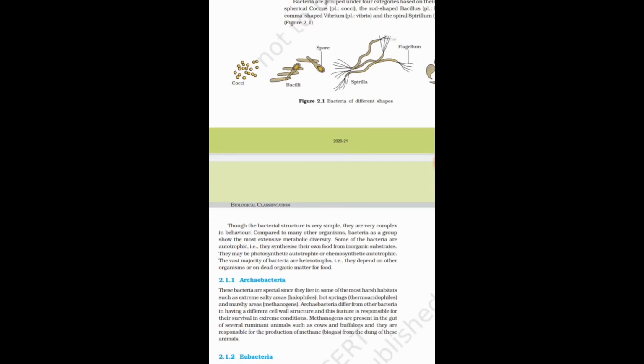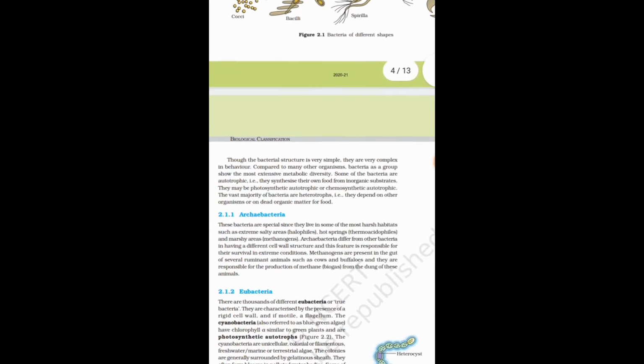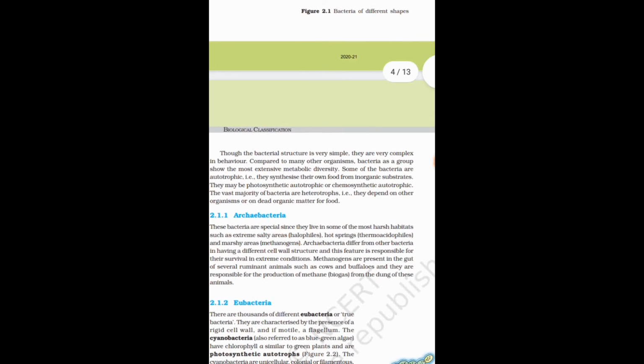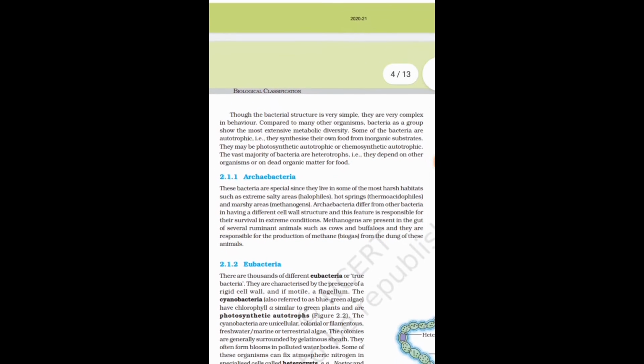Though the bacterial structure is very simple, they are very complex in behavior compared to many other organisms. Bacteria as a group show the most extensive metabolic diversity. Some of the bacteria are autotrophic, that is, they synthesize their own food from inorganic substrate. They may be photosynthetic autotrophic or chemosynthetic autotrophic. The vast majority of bacteria are heterotrophs, that is, they depend on other organisms or on dead organic matter for food.